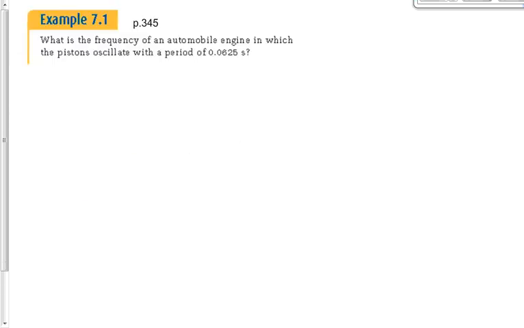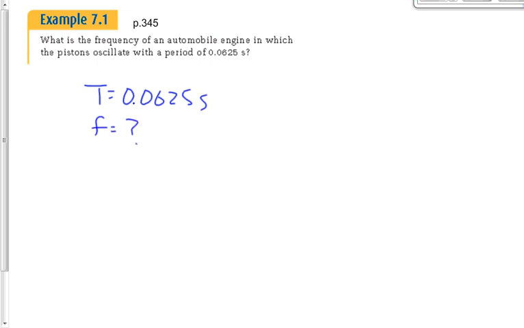All right, let's do one example and a couple problems to go with it, and then that's it for the day. Nice way to start off a new unit, right? 10 minutes of new stuff. What's the frequency of an automobile engine in which the pistons oscillate with a period of 0.0625 seconds? This is easy, right? Here's the period, 0.0625 seconds. We want to find the frequency.